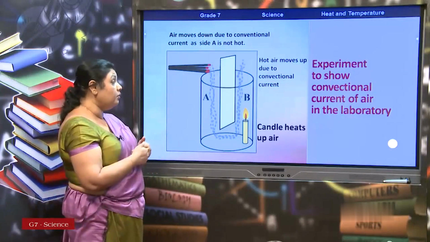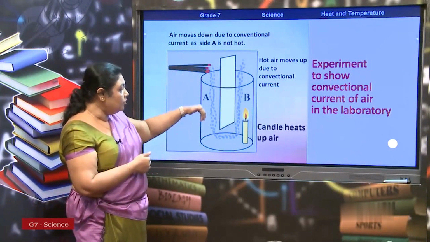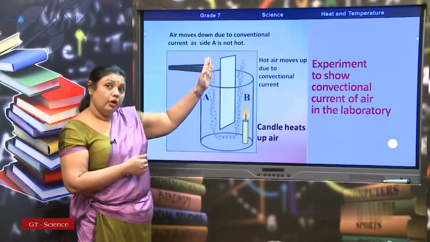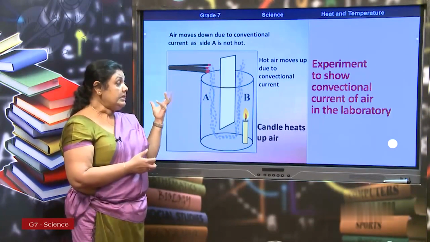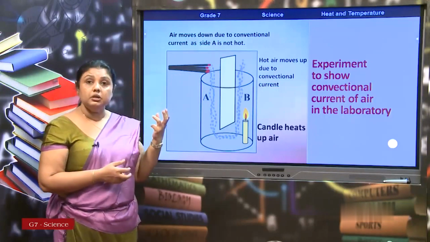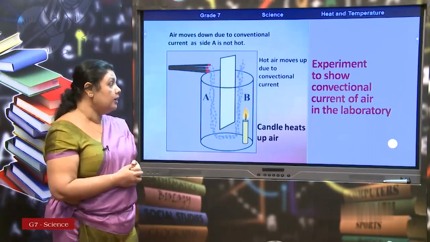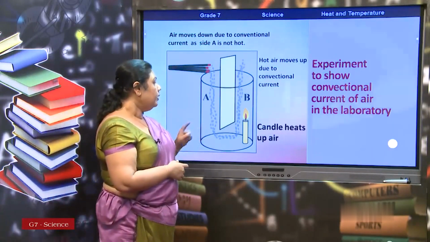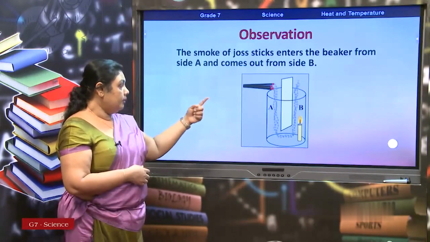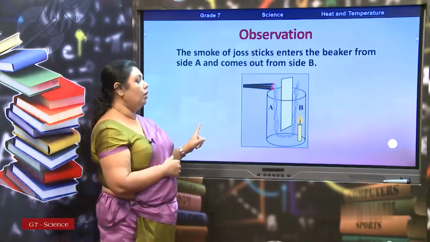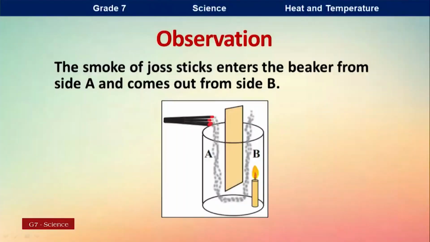So, you saw it very well. It moves down to the cooler area and moves up from the hotter area. So, this is called convectional current in air. Convectional current in air. Right. So, here is the experiment that we did and you understood how to do that.